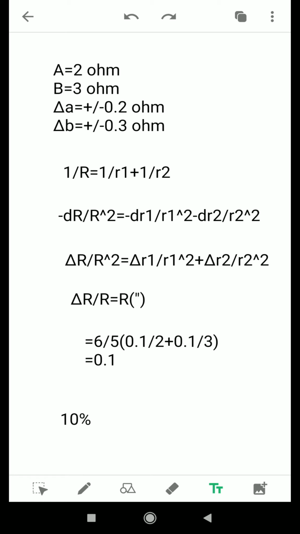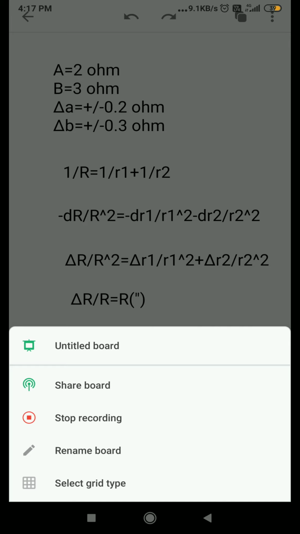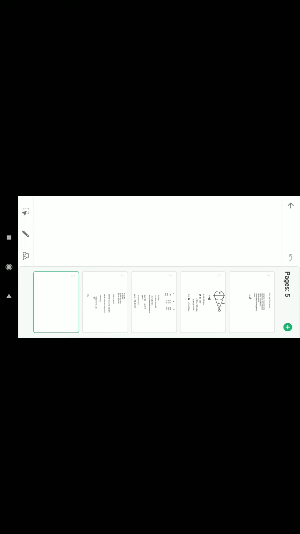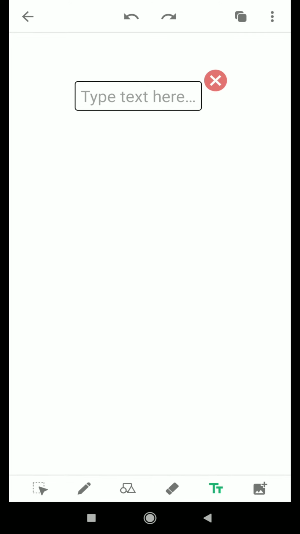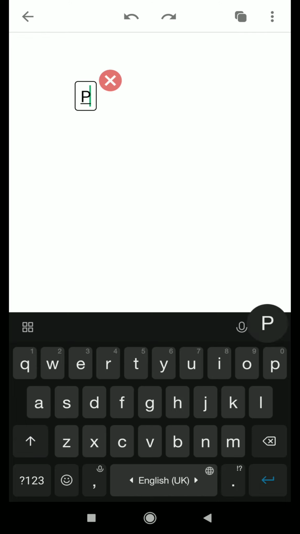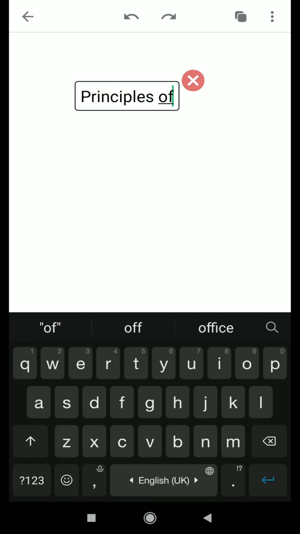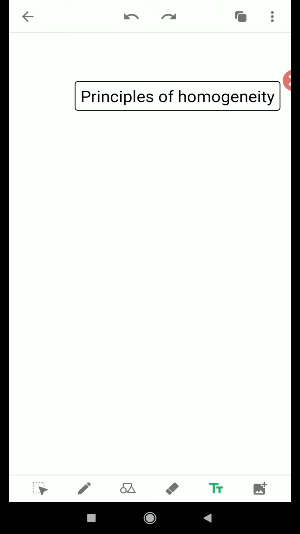So I told you all about the error calculations. Then we should go to the next page. Next, I am going to tell you about the principle of homogeneity. The principles of homogeneity. Clear?